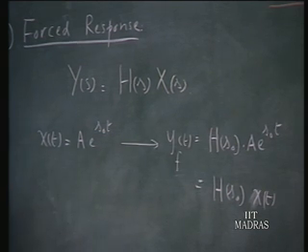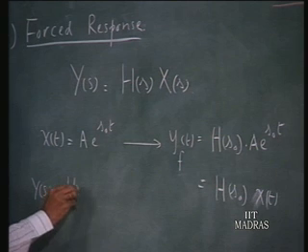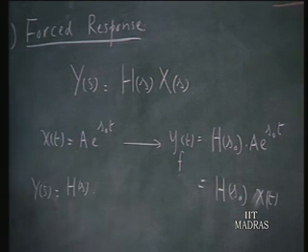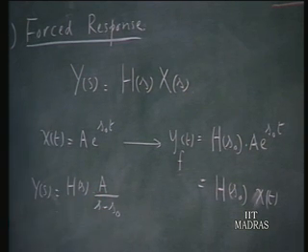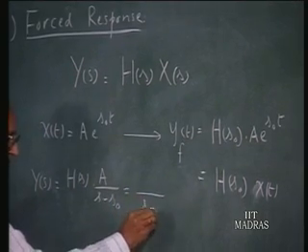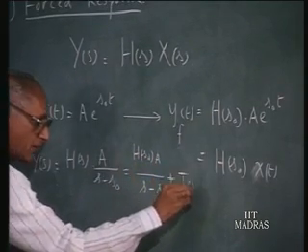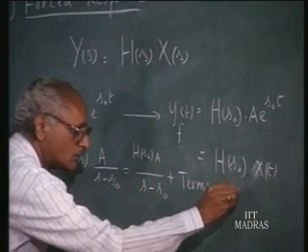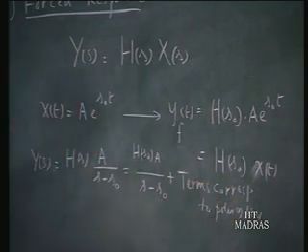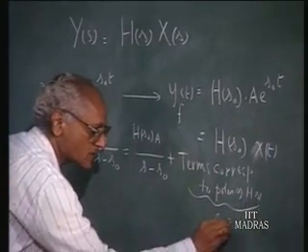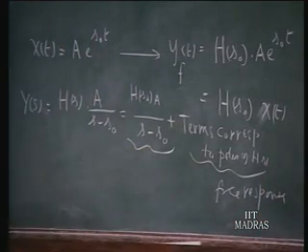We know that if x of t is A e to the power of s naught t, Y of s will be H of s times the Laplace transform of x of t, which is A divided by s minus s naught. So in the partial fraction expansion of this, you have one term corresponding to s minus s naught, which is H of s naught times A, plus terms corresponding to poles of H of s. They give rise to the free response. The forced response is given by this.